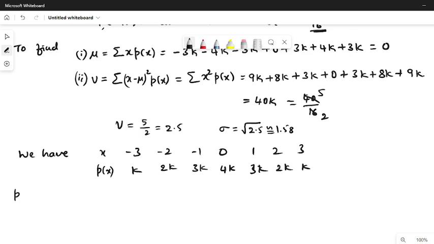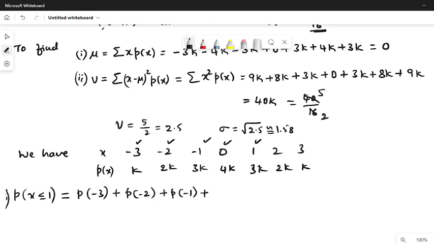Now, p of x less than or equal to 1. You have to find the probability of x being less than or equal to 1. That is, the probability of x equal to minus 3, minus 2, minus 1, 0 and 1. So it is obviously p of minus 3 plus p of minus 2 plus p of minus 1 plus p of 0 plus p of 1. So it is actually k plus 2k plus 3k plus 4k plus 3k. So 4 plus 6, 10 plus 3. So it is 13k or 13 by 16.